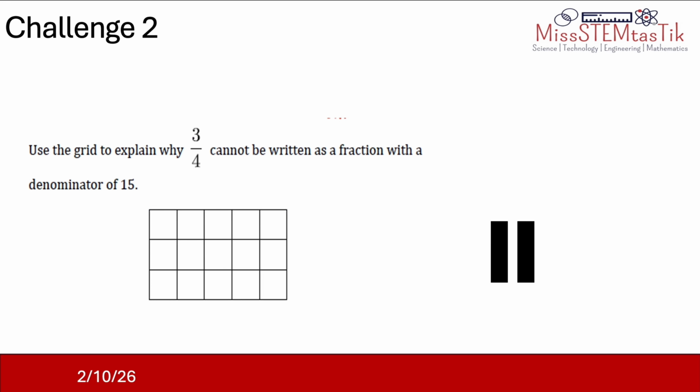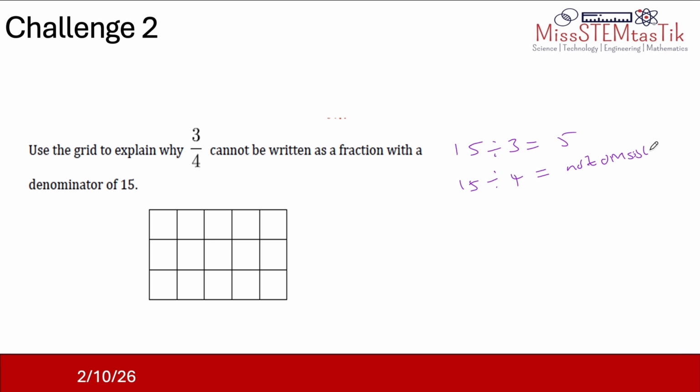Pause your screen again and have a go at challenge 2. Okay, so 15 divided by 3 is 5. 15 divided by 4, you have a remainder, because 4 only goes into 15 three times, and that's 12. And 4 times 4 is 16, so it is not equivalent. You cannot have a remainder.